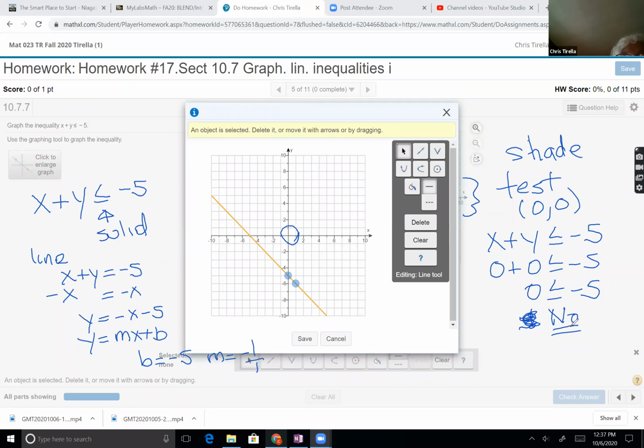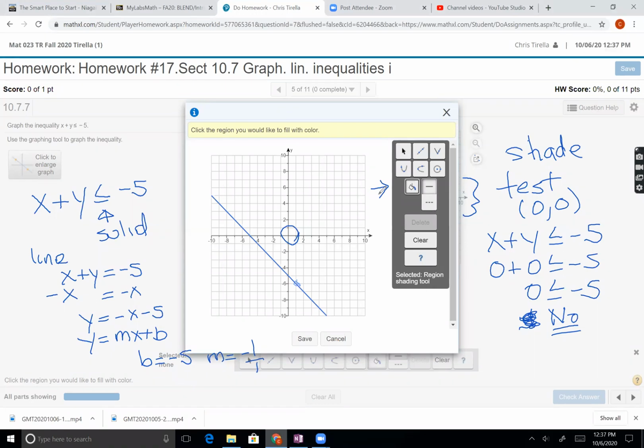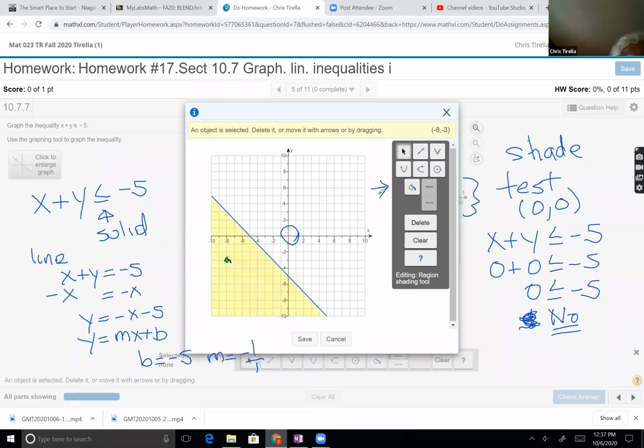In order to shade, I'm going to pick the bucket of paint on my toolbar. I'm going to turn my finger back into the mouse. I'm going to pick the bucket of paint. And we said we didn't want the point 0, 0. So we're going to just dump our bucket of paint on the other side. And we dump the bucket of paint by just clicking on it.